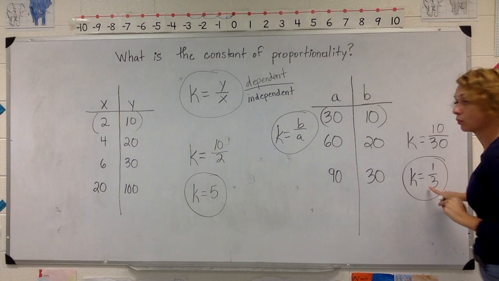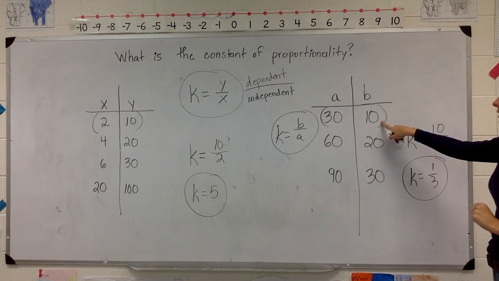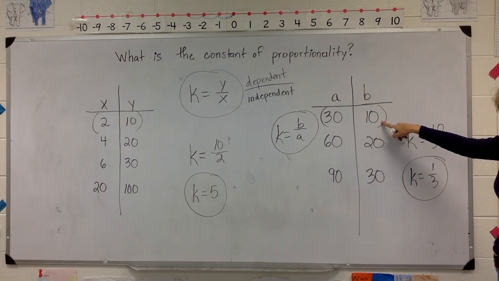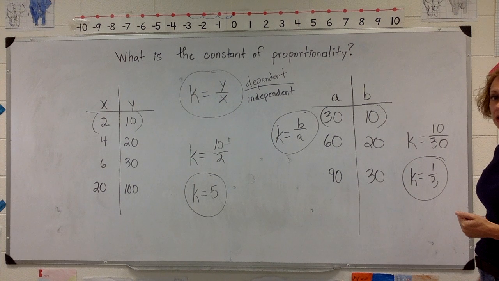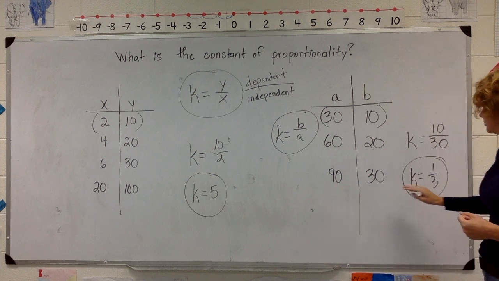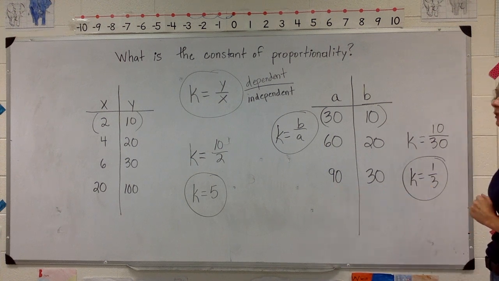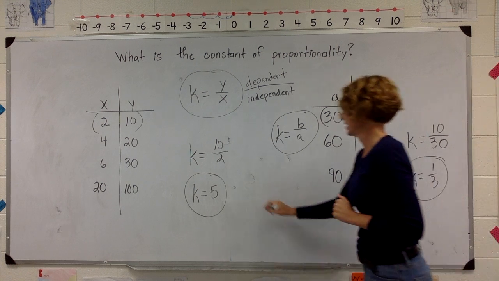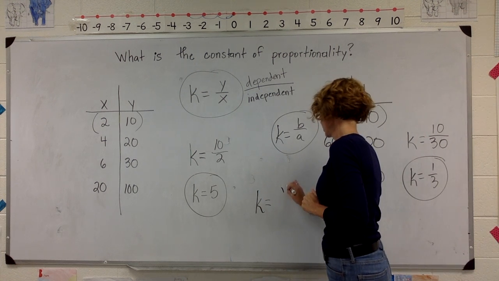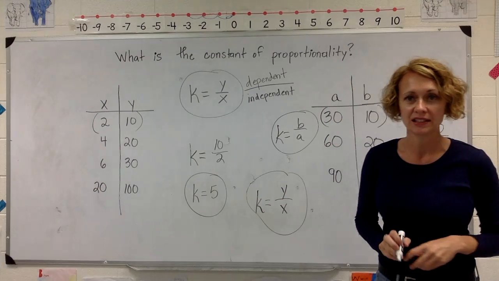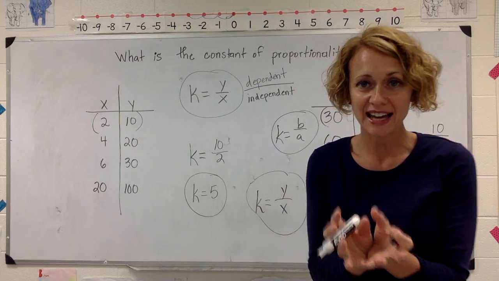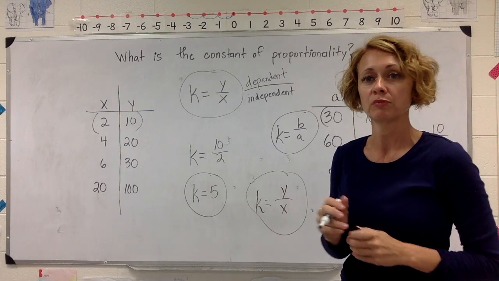30 times 1/3 is 10. Yeah, that works. So 1/3 of 30 is like 30 divided by 3. 60 times 1/3, that's 20. 90 times 1/3, that gives me 30. So the k value is always the dependent divided by the independent variable. And that's how you get the constant of proportionality.